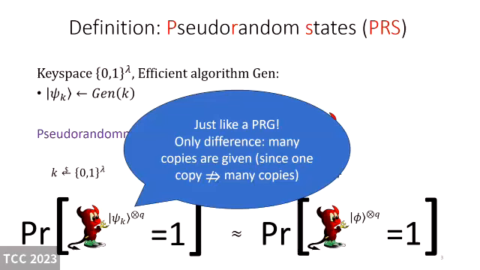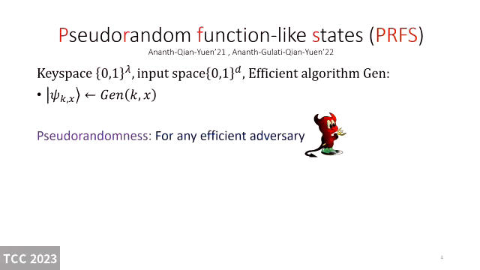Okay. Now that we saw an analogue of PRG, the natural next step would be to see an analogue of PRF. This is what we call pseudo-random function-like states, or PRFS. So we have two acronyms now: PRS for pseudo-random states and PRFS for pseudo-random function-like states. Now we have an input space along with the key space and the generator algorithm, and the generator algorithm takes a key and an input x and outputs a pure state.